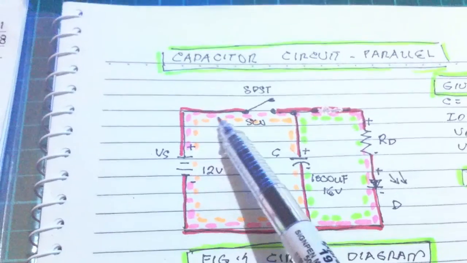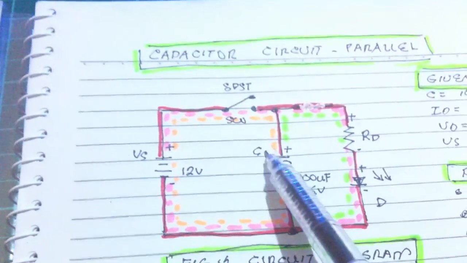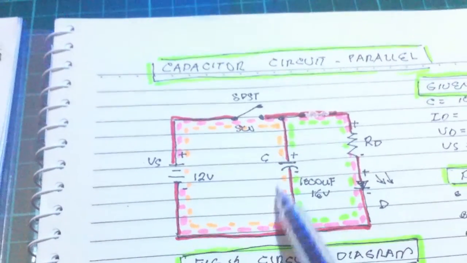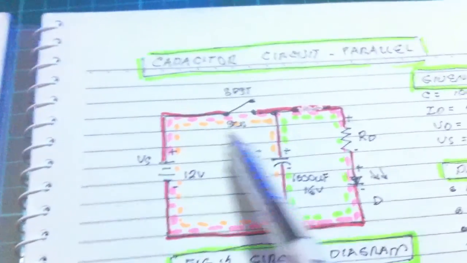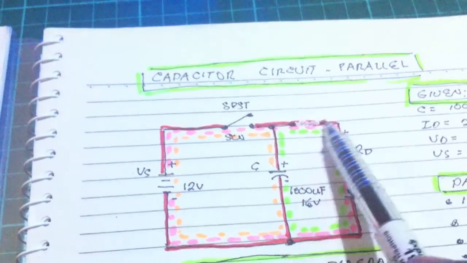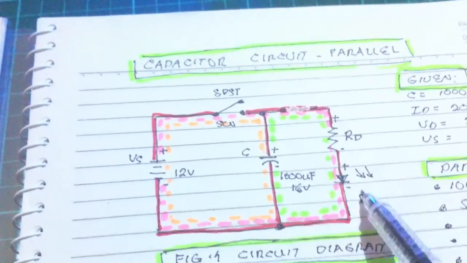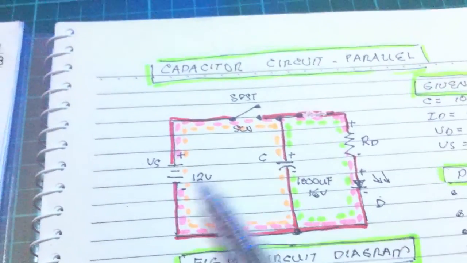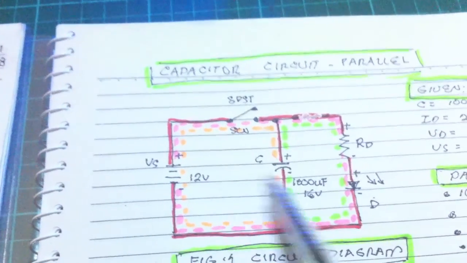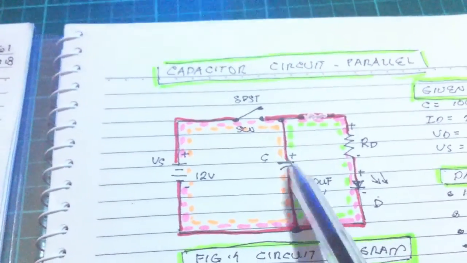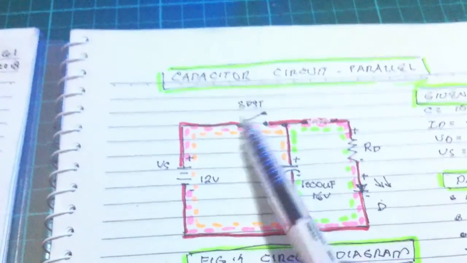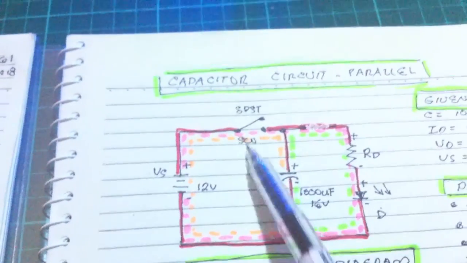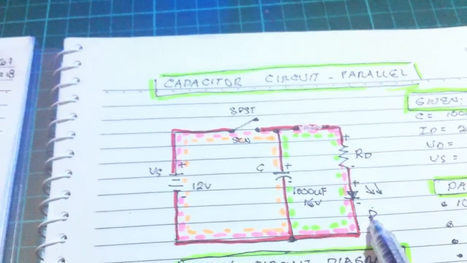Closing the switch, current flows into the resistor and the capacitor, charging the capacitor on and on, just like that. Also current flows here through the resistor and to the LED. Once the capacitor is fully charged, both have the same voltage level, 12 volts here, also 12 volts here. The potential difference of the two is 0. So it means the LED will still be turning on here.